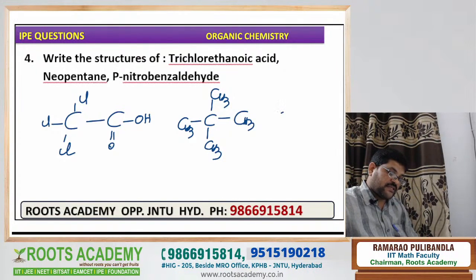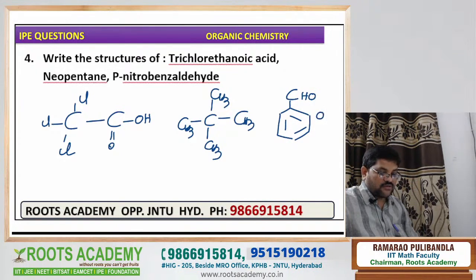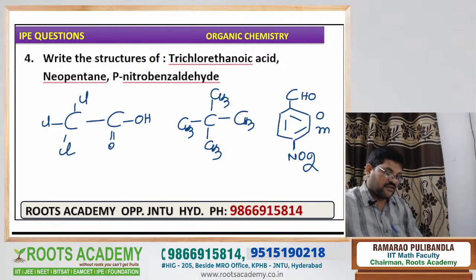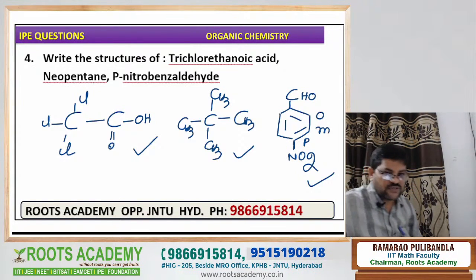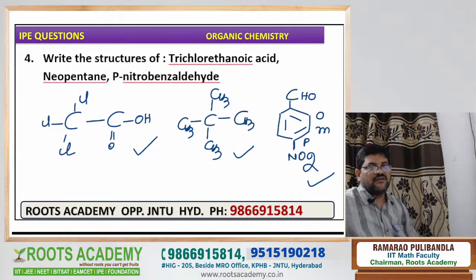And para-nitrobenzaldehyde. What do you write for para-nitrobenzaldehyde? Simple logic. This is the aldehyde group. This is the ortho site, meta site, and para site. At the para site, a NO2 group is there. This is called para-nitrobenzaldehyde. Simple logical question. Understood? 2 marks questions are very important. Organic 2 marks questions are very important. Understood? Please respond. Come to the chart.